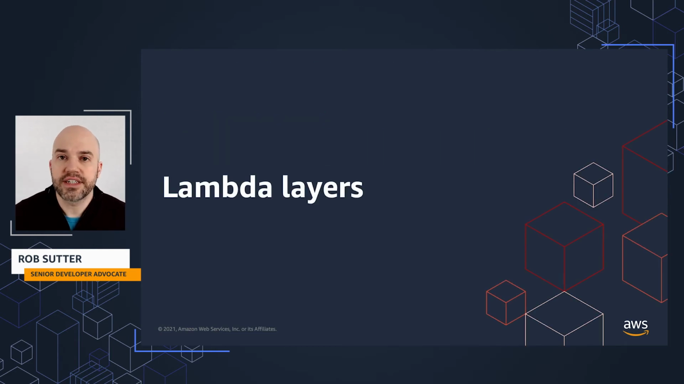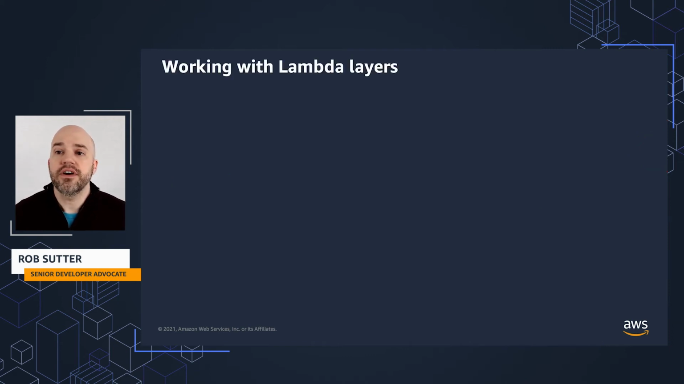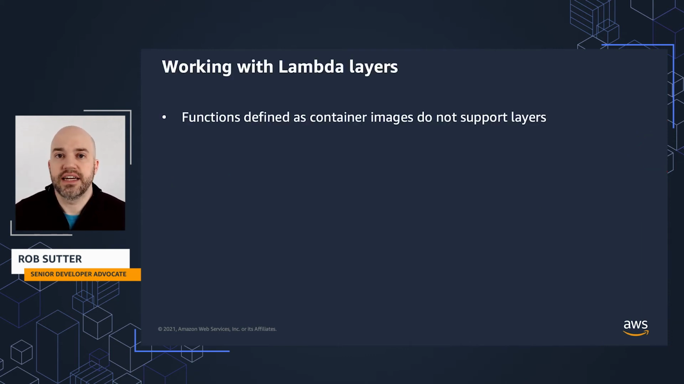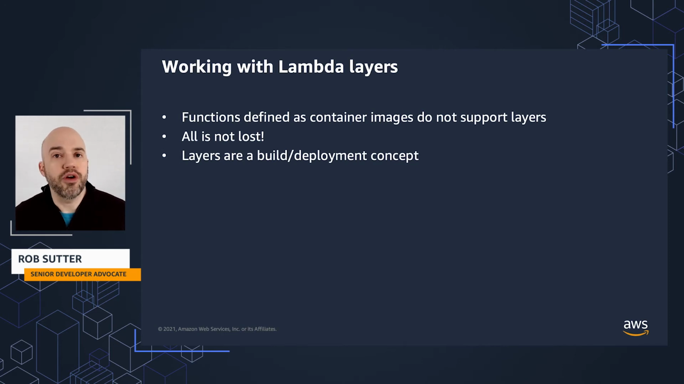A few things to consider with AWS Lambda layers and functions packaged as container images. First, functions defined as container images do not support layers in the traditional sense. You cannot define a layer configuration on your Lambda function. Don't worry, all is not lost. Layers are just a build or deployment concept that allows you to package in additional information at deployment time that is then available to your functions at runtime.